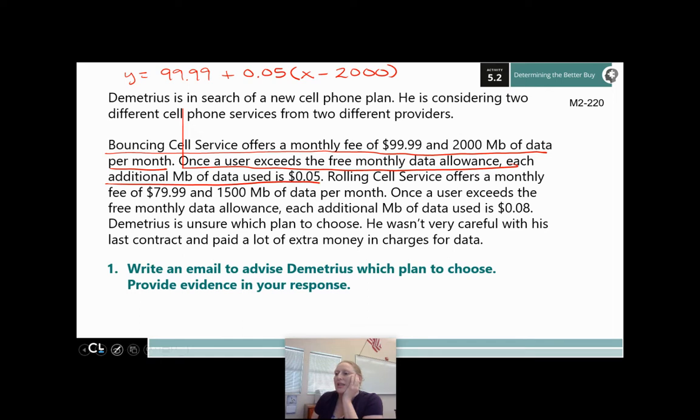Yay. Let's talk then about our other friends here. Rolling Cell Service offers a monthly fee of $79.99 and 1,500 per month.